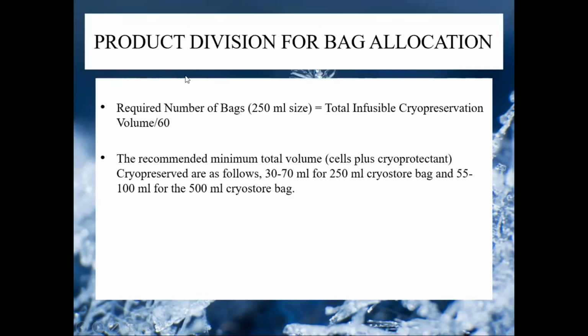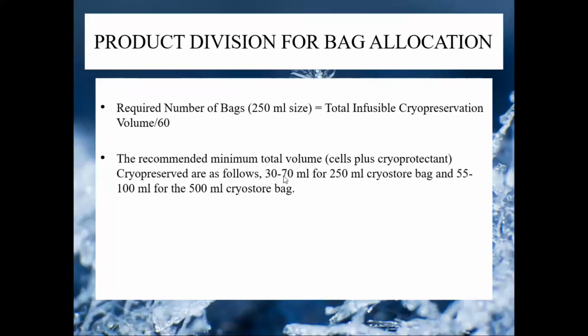So how do you divide the bag allocation? Because each patient will have a different volume of stem cells. So how do you calculate the required number of bags? The cryobags come basically in two volumes, 250 ml or 500 ml. If it is 250 ml capacity, in one cryobag the maximum you can keep is 70, the minimum is 30. So the range is 30 to 70.